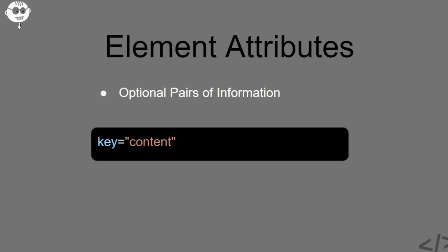So in order to keep going, we're going to need to cover HTML attributes. Attributes are optional pairs of information provided to elements. The syntax for an attribute looks like this. So you've got your key and you're setting it equal to some content surrounded by double quotes.